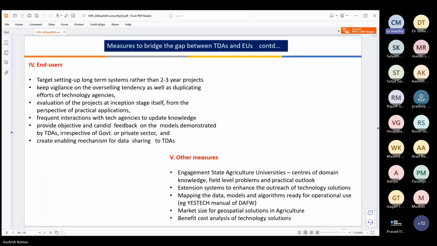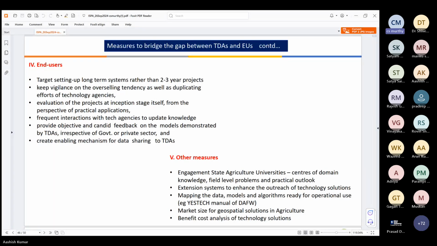To avoid this kind of misunderstanding, it is better to give perfect, candid feedback, whether to a government agency or a private agency: this is the solution, this is the plus and this is the minus. At least that gives an opportunity for the agency to improve the solution.